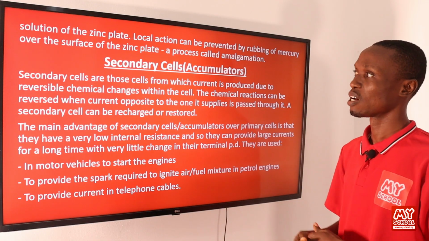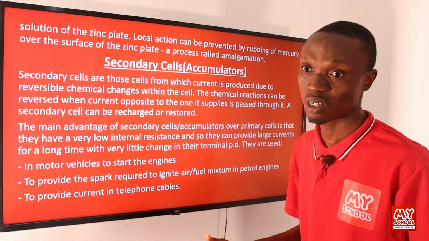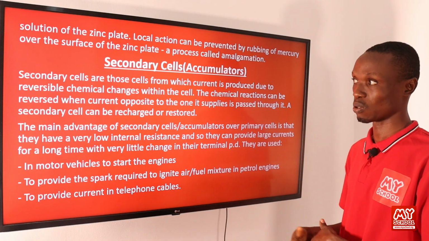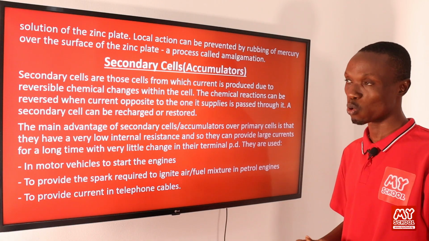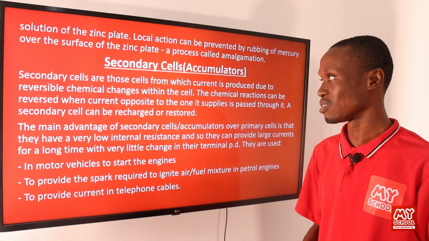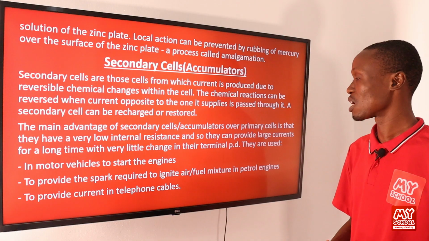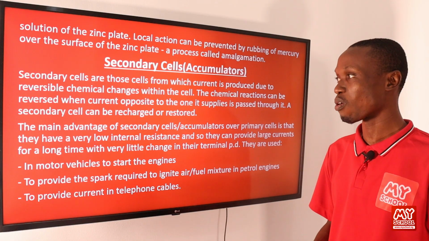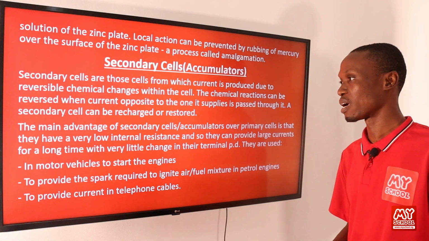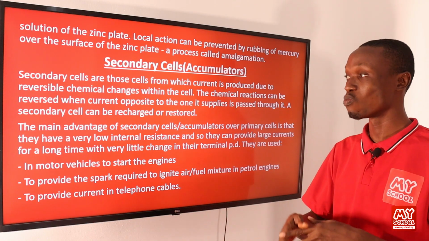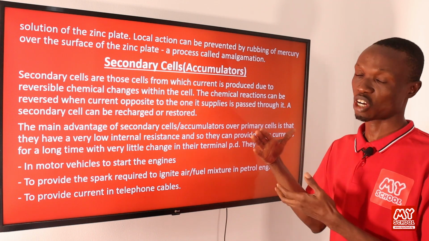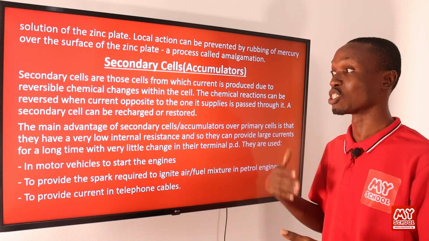Okay, so let's talk about the secondary cell. So the secondary cell is also called accumulators. Secondary cells are those cells from which current is produced due to reversible chemical changes within the cell. The chemical reactions can be reversed when current opposite to the one it supplies is passed through it. A secondary cell can be recharged or restored. So once the charge inside is depleted, it can be recharged again.